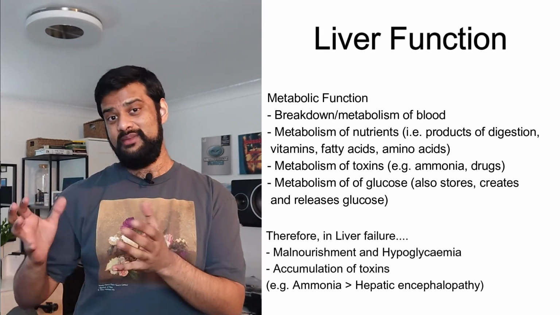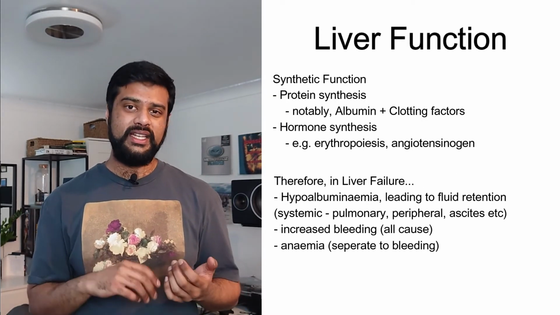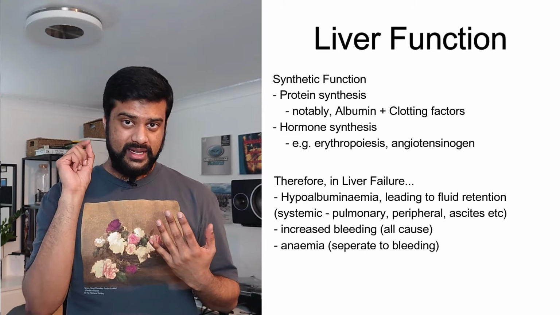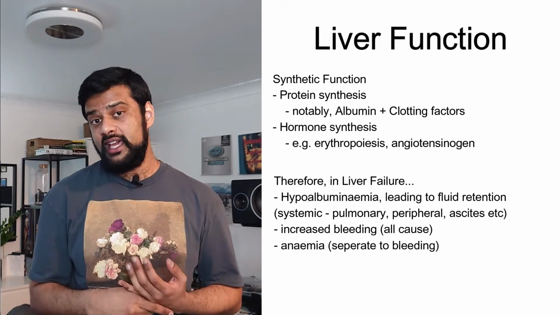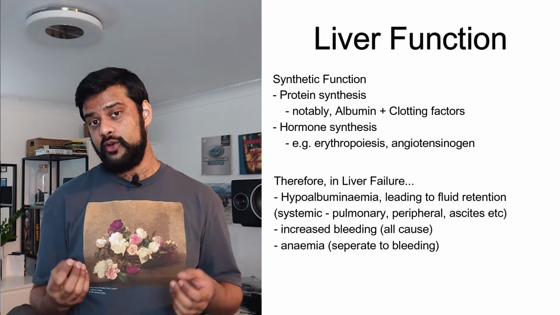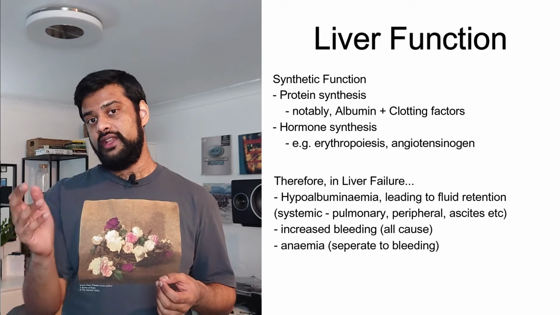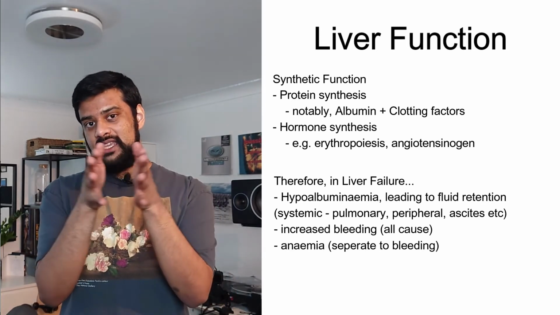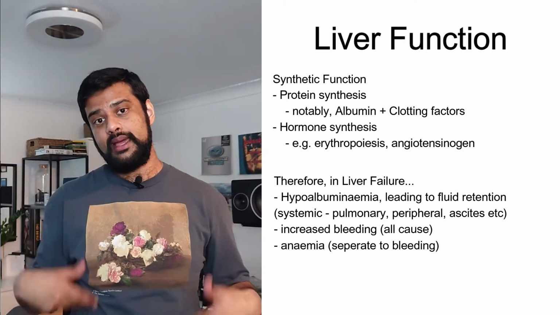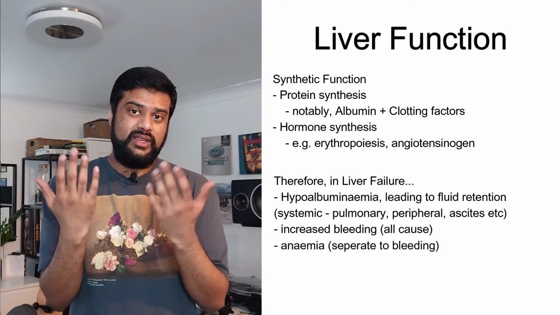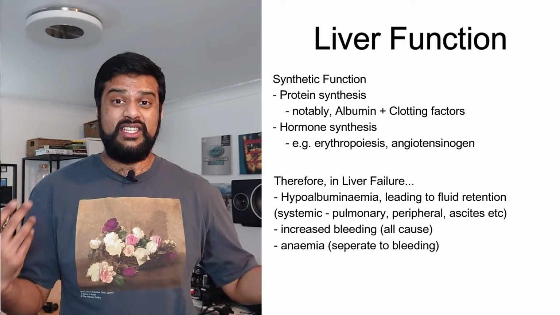So the second, broadly speaking, function that it does is synthesis. So it makes stuff. Importantly, it makes protein, notably albumin, and it makes clotting factors. So patients with liver failure, they may not make albumin, and therefore they have less albumin in their bloodstream, less oncotic pressure in their bloodstream, and water can seep out from the intravascular space into the extravascular space and make you edematous. And because you have a lack of albumin, you're not going to have a very good blood pressure, and you just get swollen.